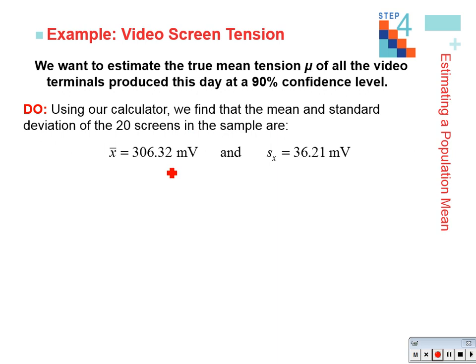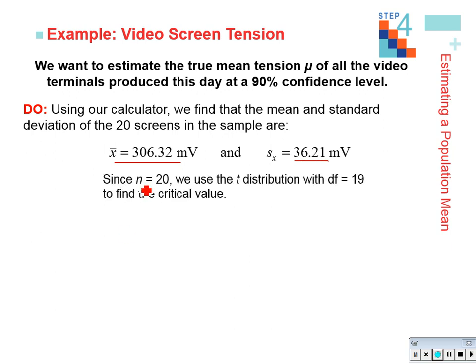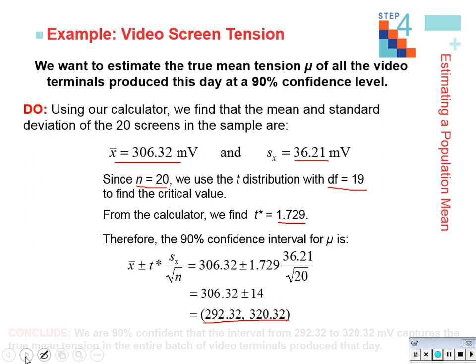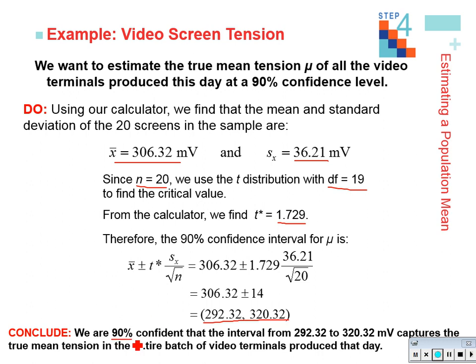So the do part of this, and this is what I'm going to show you how to do on your calculator in a moment: the sample mean would be 306.32 and the sample standard deviation would be 36.21. Since we're using a sample size of 20, the degrees of freedom would be 19. The t-star score, which we would find with the inverse t, is 1.729, which gives you a confidence interval of 292.32 to 320.32. So the interpretation: we are 90% confident that the interval from 292.32 to 320.32 captures the true mean tension in the entire batch of video terminals produced that day.